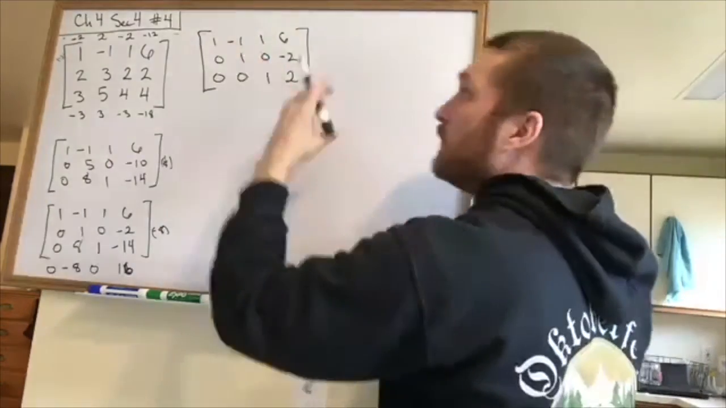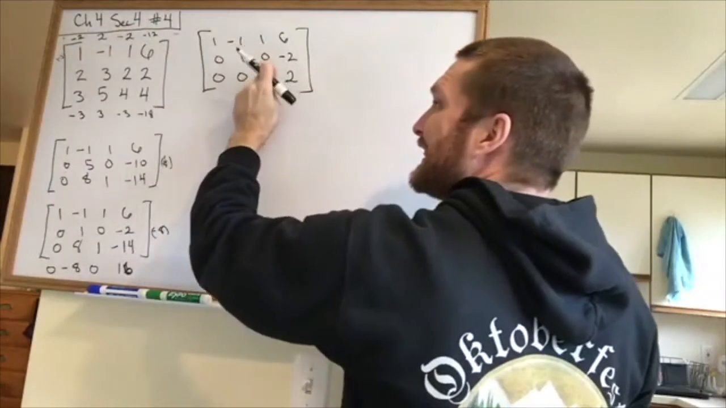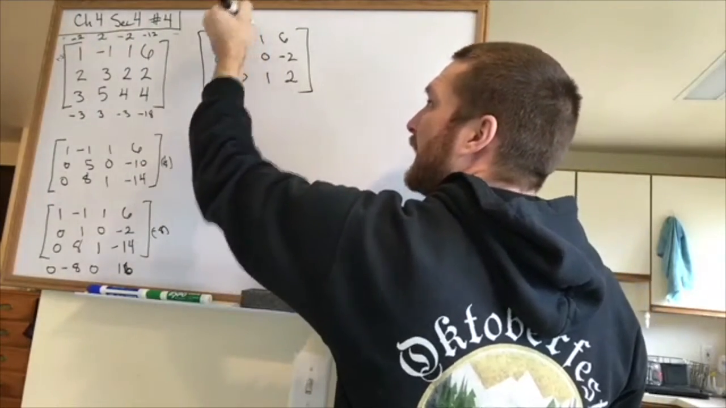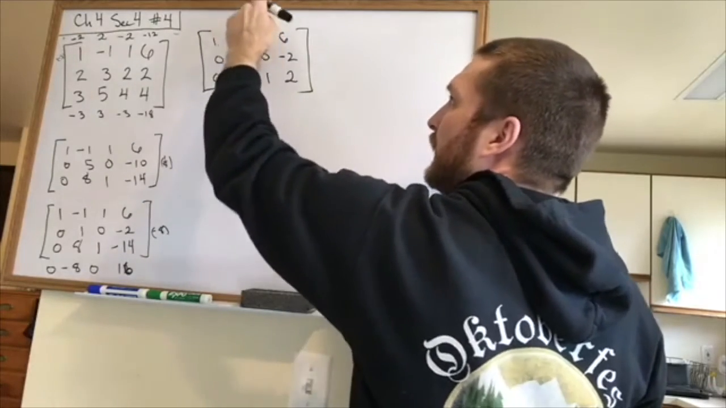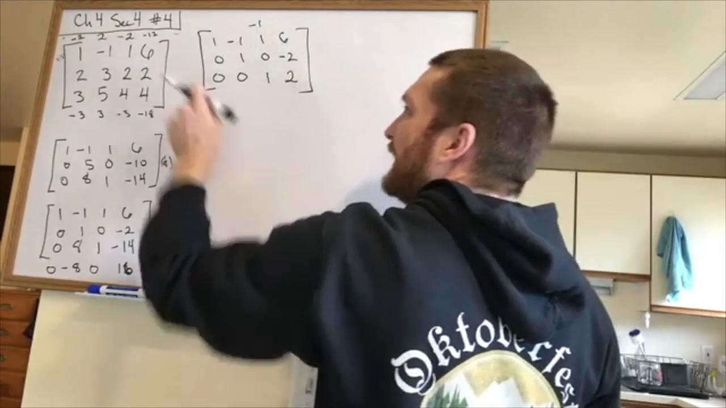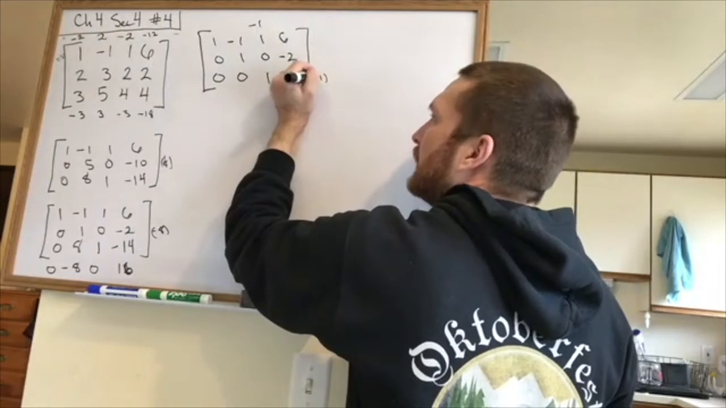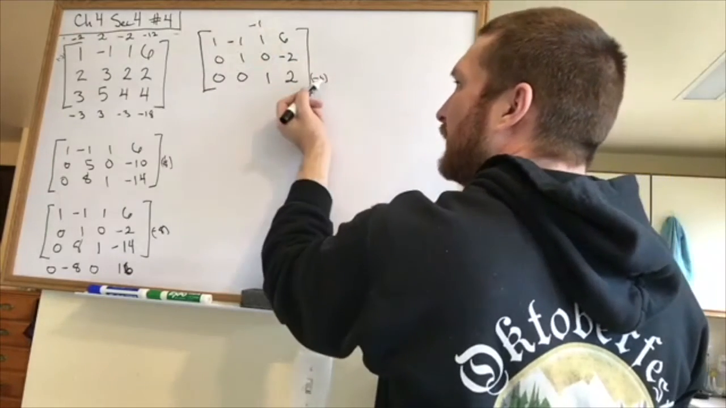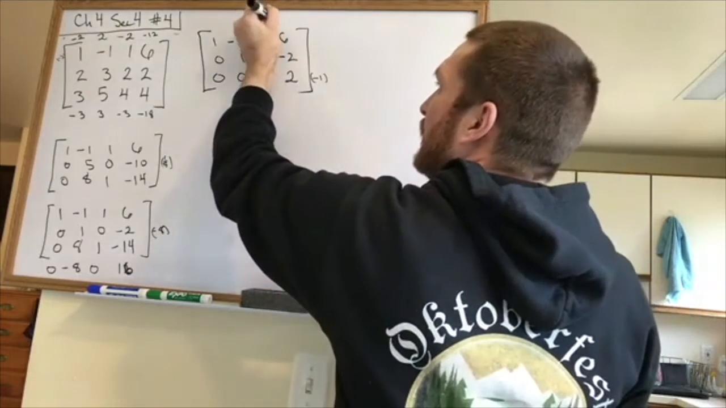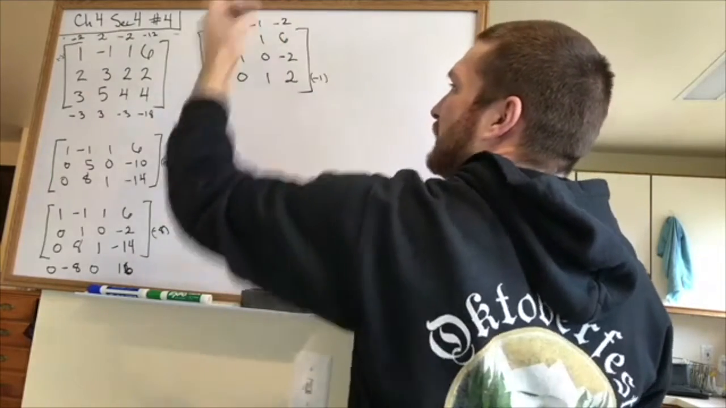We already have a 0 there, so that's cool. Now I just need to get that guy to kill that guy. And I'm thinking, well, that has to be a -1 to kill that. So what do I need to multiply this by to give me a -1? Well, it's -1 itself. So -1 times 1 gives me a -1. -1 times 2 gives me a -2. Now I'm just going to add those together.